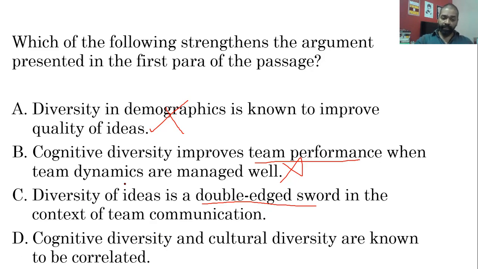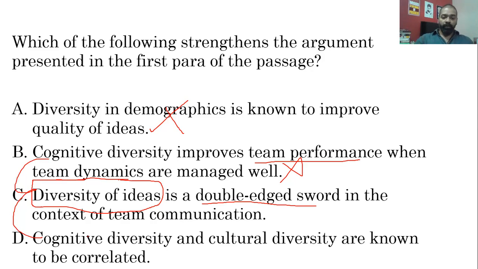See, also notice that instead of saying cognitive diversity, I just said diversity of ideas. This is what question setters often do. In that, instead of giving you the term, they'll just confuse you by giving you a new set of words. So you should be reading these the same way. It should not distract you.